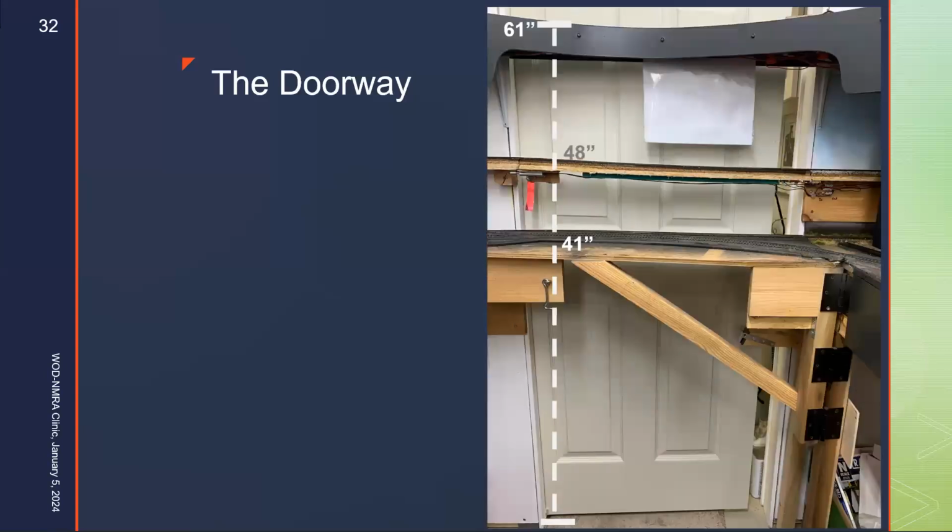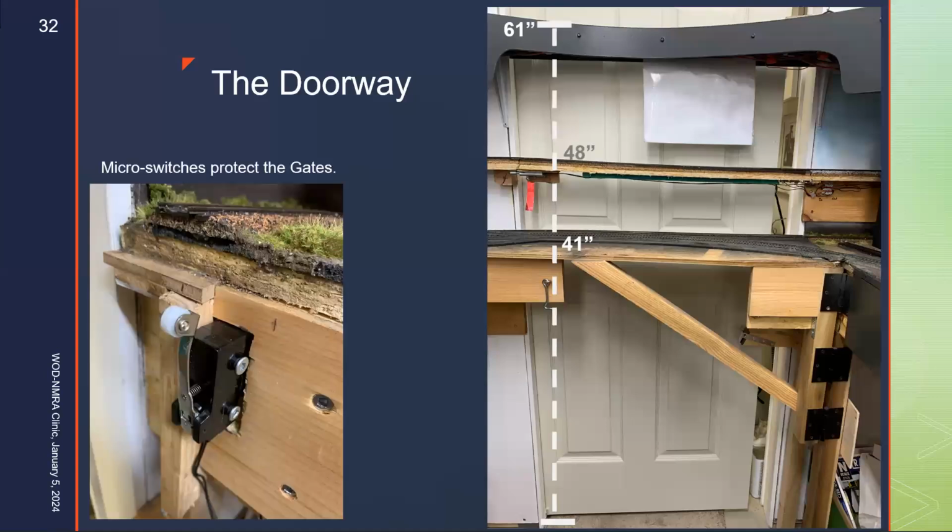And so there are the heights in the room, and you can see there's a 7-inch clearance between the lower deck and the incline. The angles that you see are partly just parallax from the way the photograph was taken. And all of these breaks where the gates appear are protected with micro switches.